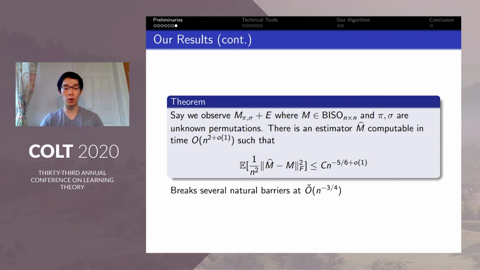Next, in the two permutation case, we develop an estimator computable in nearly linear time that achieves an improved n to the negative 5/6 error rate. And to do this, we introduce several new ideas to break the barrier at n to the negative 3/4.